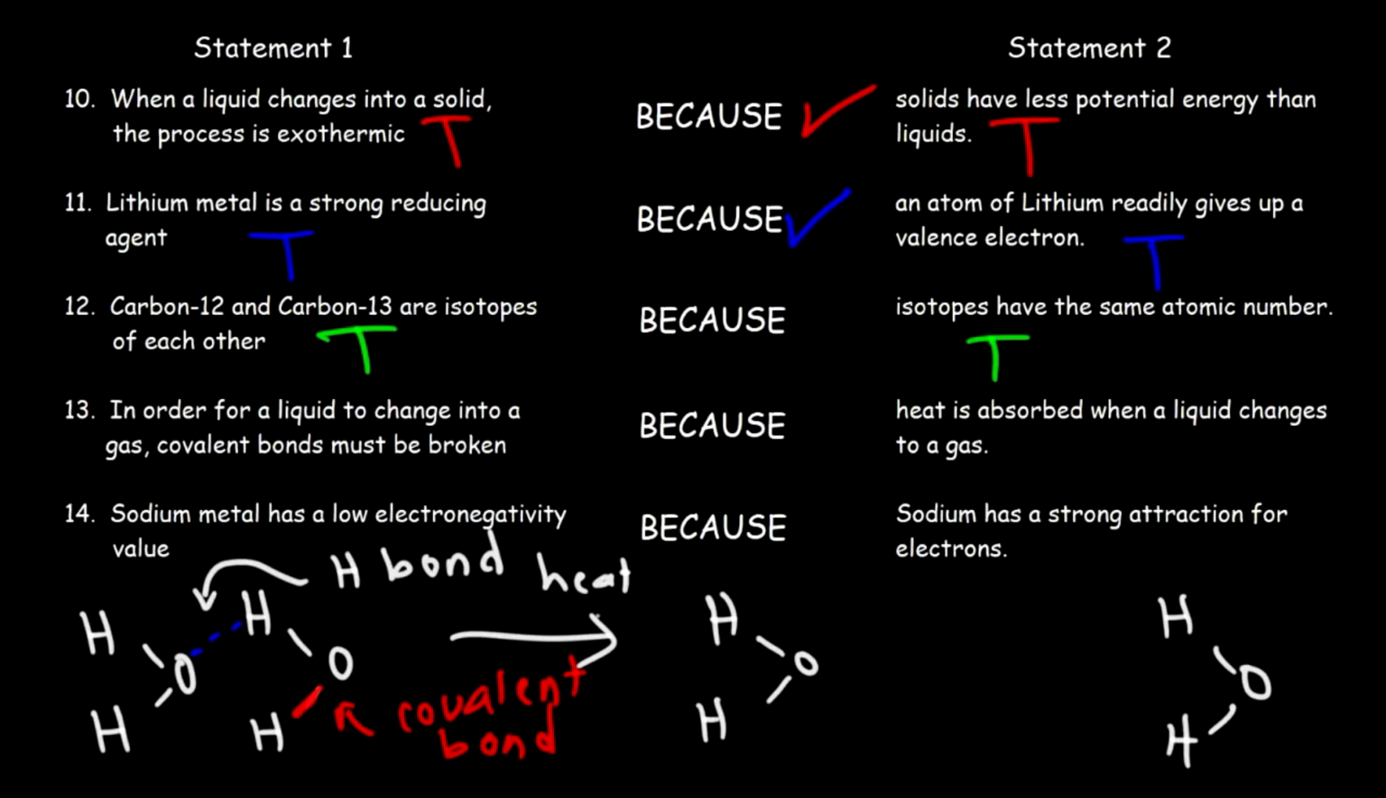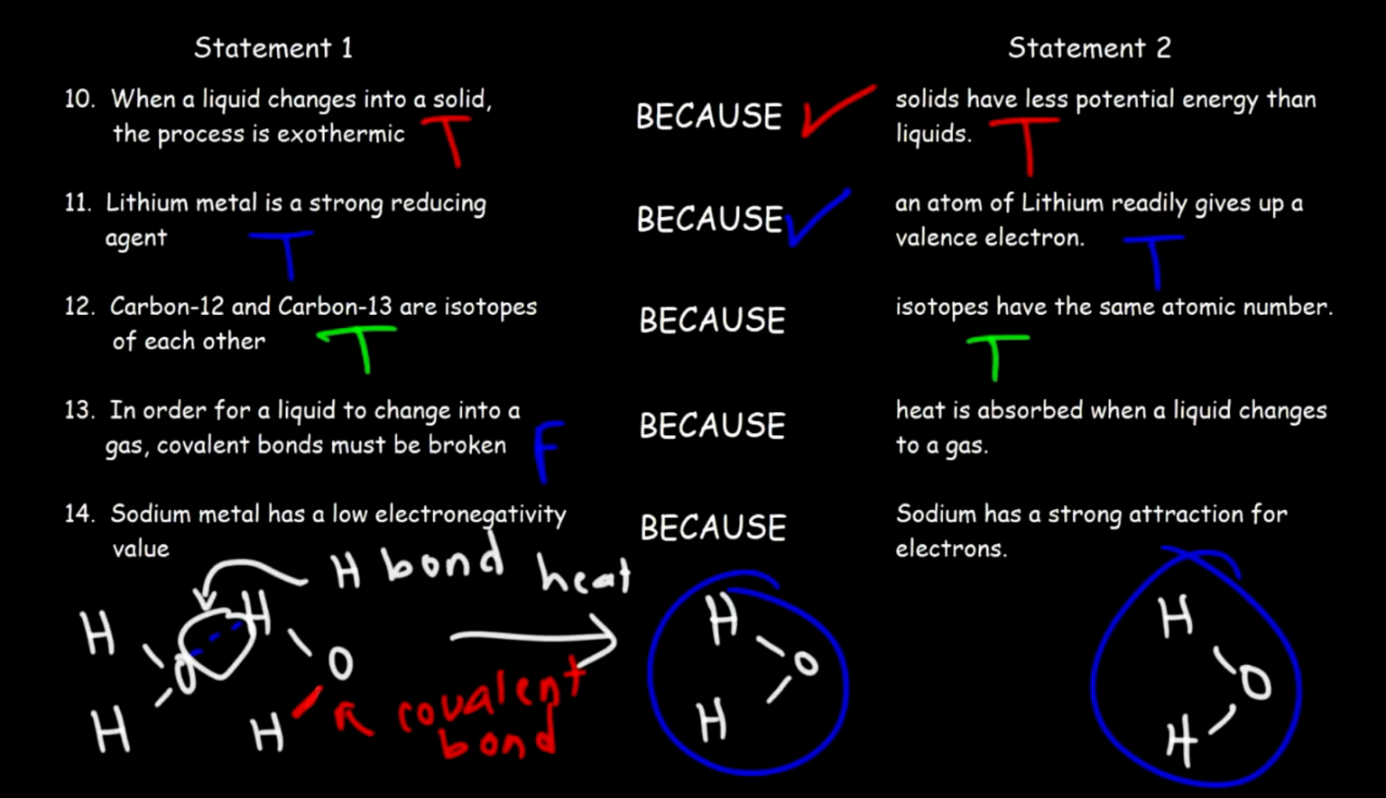Now, when you add heat, when you change liquid water into steam, you're not really separating the hydrogen atoms from the oxygen atoms, because steam is still H2O, it's still water. Instead, what you're breaking is the hydrogen bond, because you're separating water molecules from each other. And so whenever you turn a liquid into a gas, you're breaking the intermolecular bonds between molecules. You're not breaking the covalent bonds. So number 13 is a false statement.